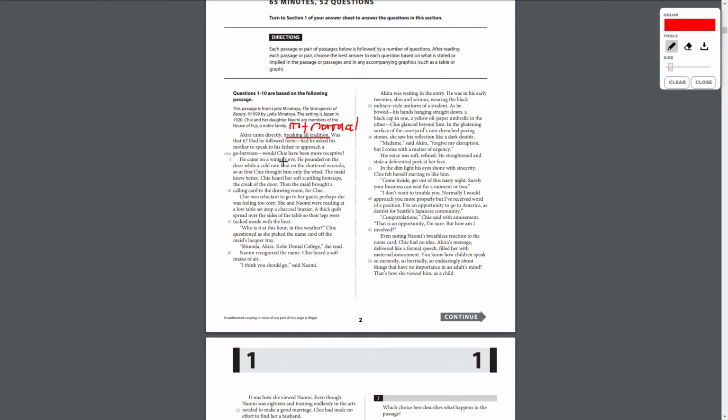Was that it? Had he followed form? Had he asked his mother to speak to his father, to approach a go-between? Would she have been more receptive? He came on a winter's eve. He pounded on the door while a cold rain beat on the shuttered veranda. So at first she thought him only the wind.